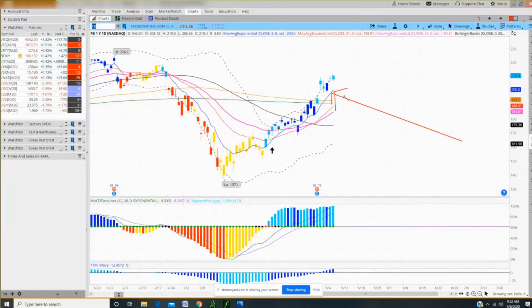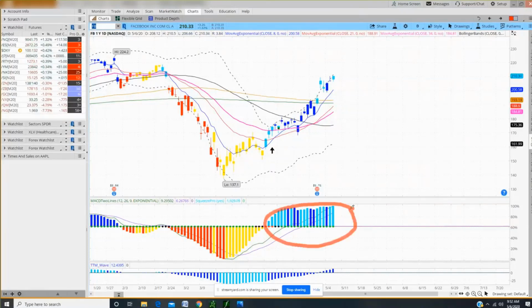Yes. My game, and write this down for your notes. When it's above the 8 on the daily time frame, the majority of the time you will not have a squeeze on the daily chart. So if I'm going to trade Facebook, I need to drop it down into a smaller time frame.